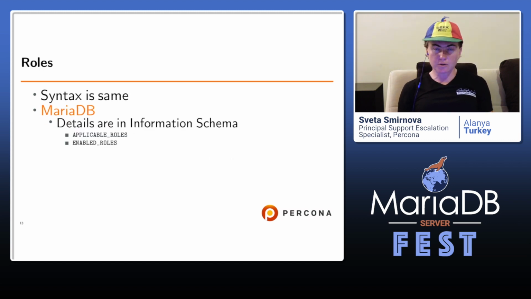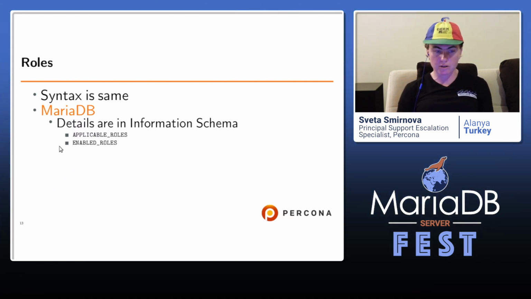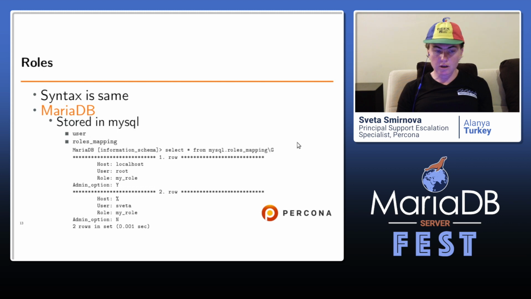In the case of MariaDB, you can find information about your roles again in information_schema, but it has fewer tables, just 2 tables, applicable_roles and enabled_roles. And they are also stored in the mysql database, in the same user table, but the roles mapping is in another table called roles_mapping. And what is the difference?